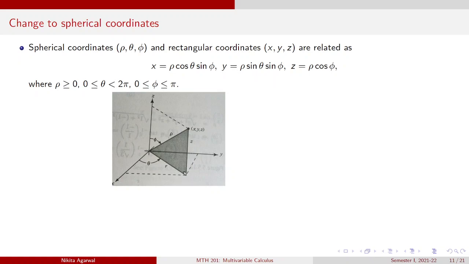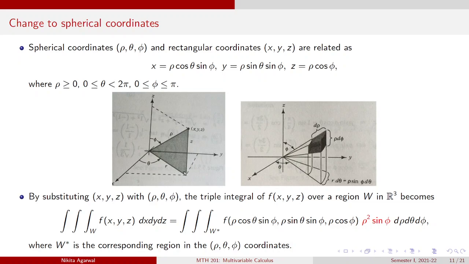So remember here that r is equal to rho sin phi, right, because if you look at this shaded triangle, this is projection, so this is perpendicular, and if this is rho, which is the hypotenuse, and this angle is phi, then r is equal to rho sin phi. Okay.